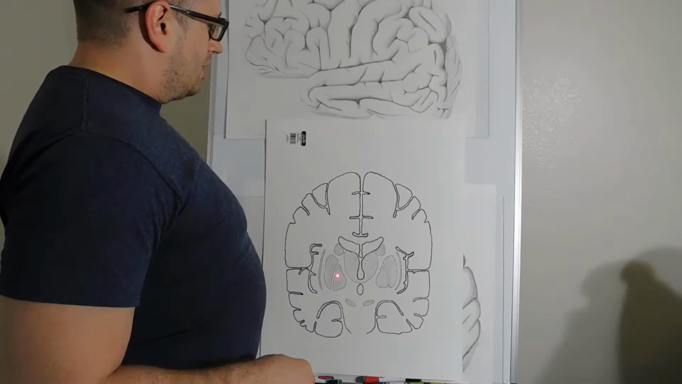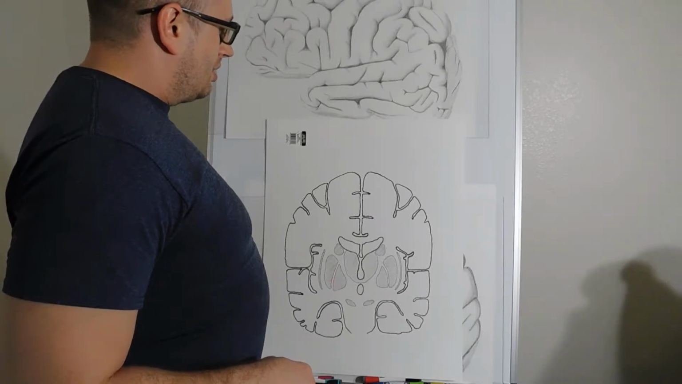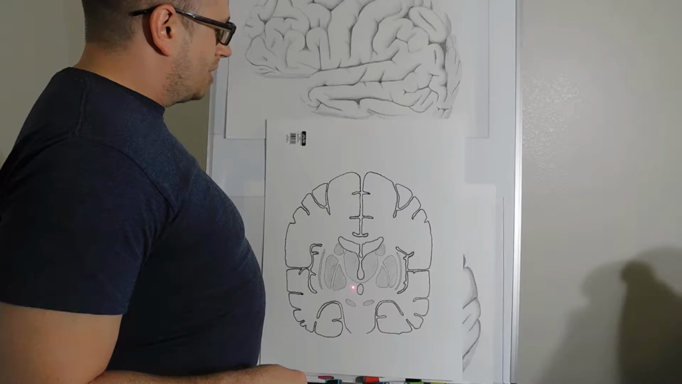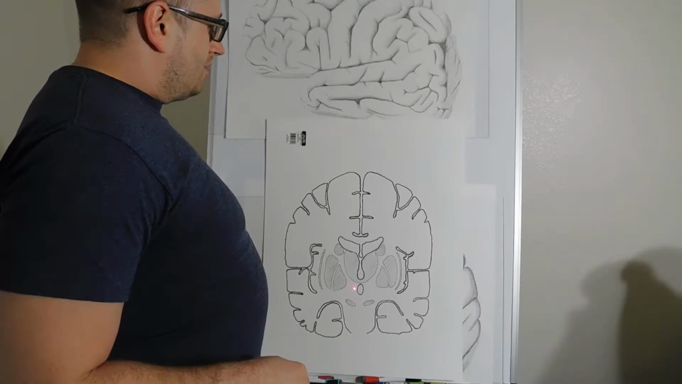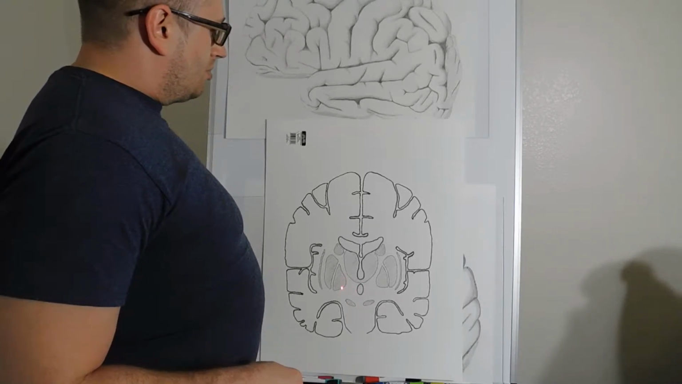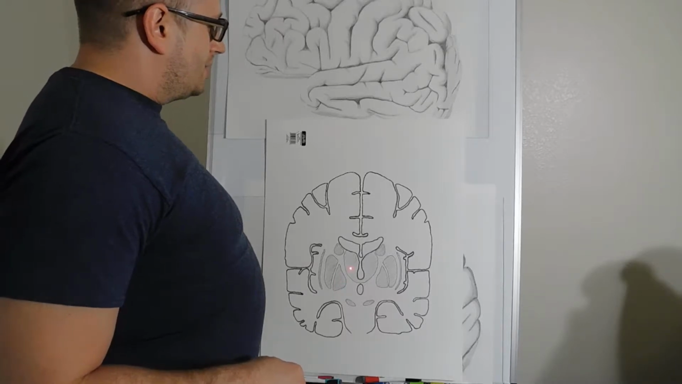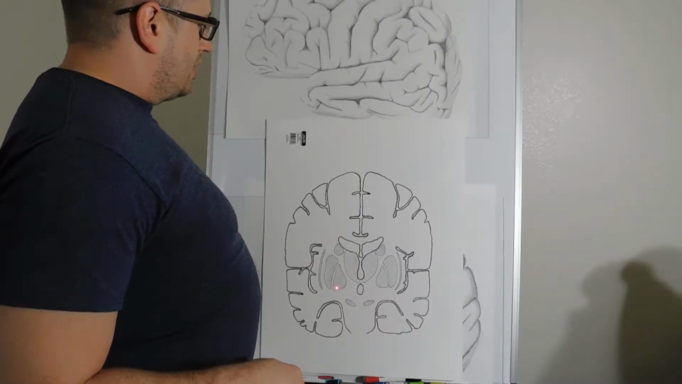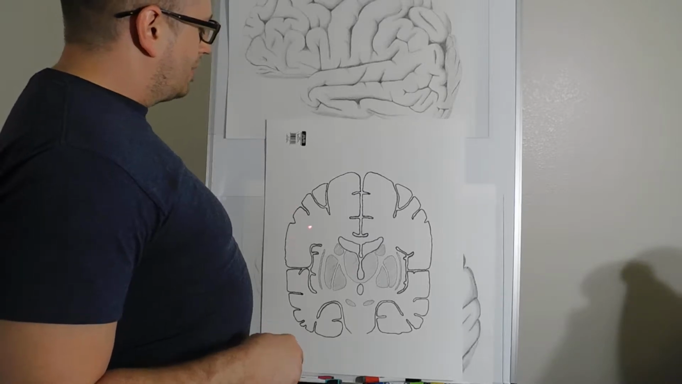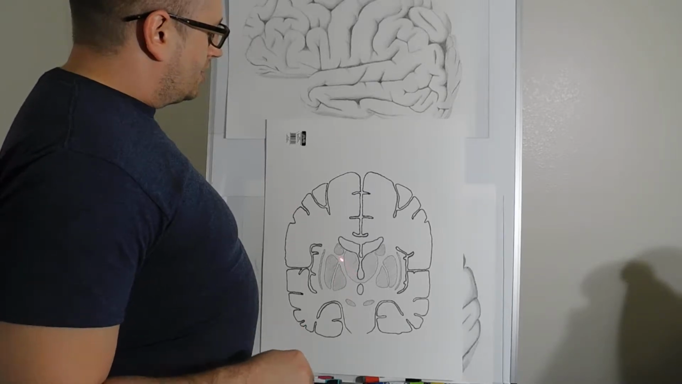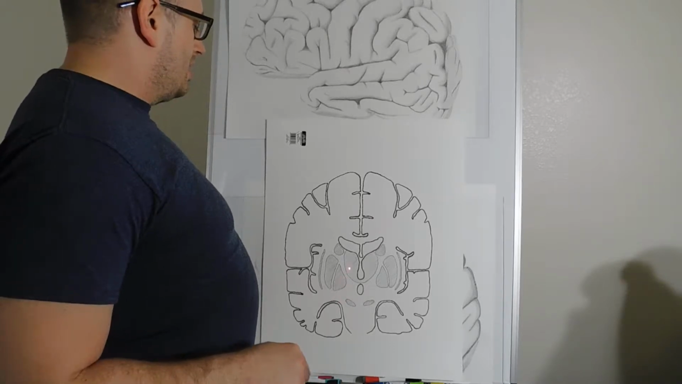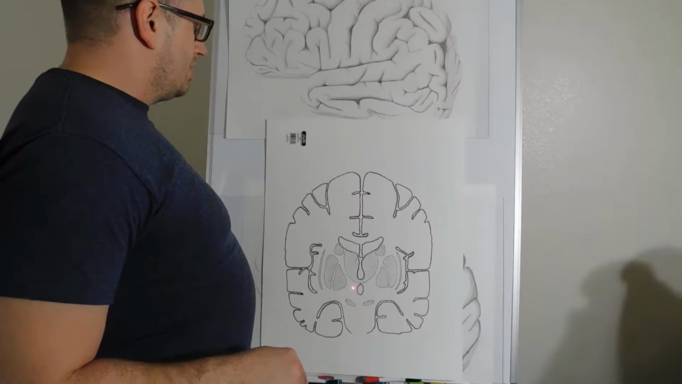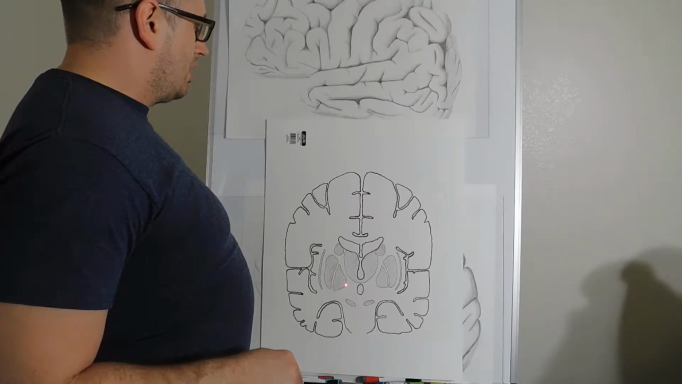The external globus pallidus inhibits the subthalamic nucleus, which I don't show here, but it's around here somewhere. And that actually promotes activity of the internal globus pallidus, which inhibits these projections that are going up to the cortex, that are already probably coming down from the cortex and going back up. So this part here is inhibiting something that's promoting, so these two are at odds with each other.